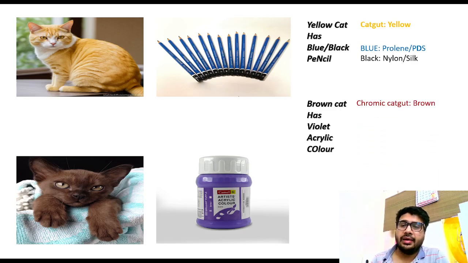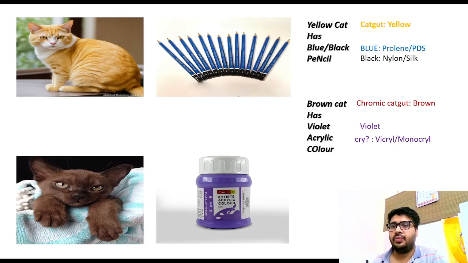Now the brown catgut. It means a catgut which is brown is chromic catgut. It has violet acrylic colors. It means any color which has CRY in its name, like Vicryl and Monocryl as the examples, is violet.